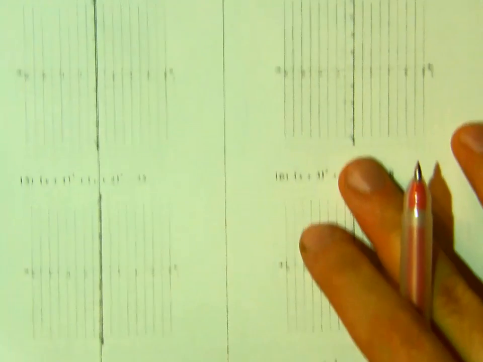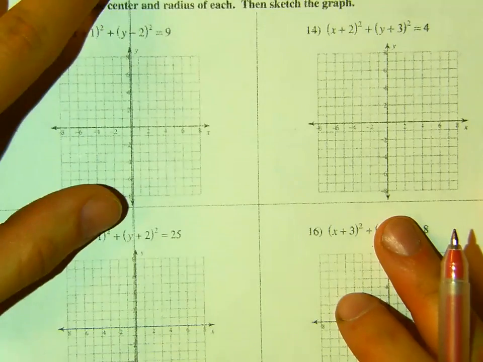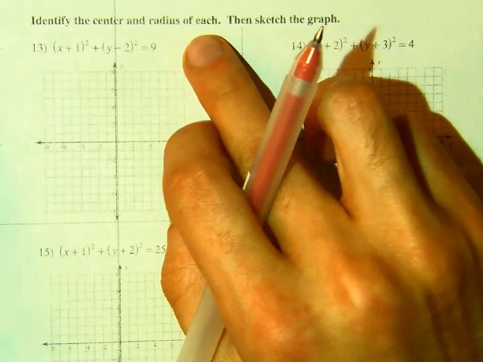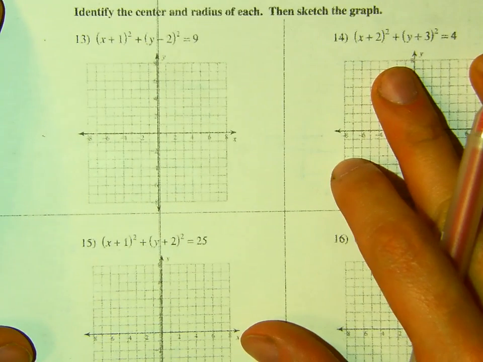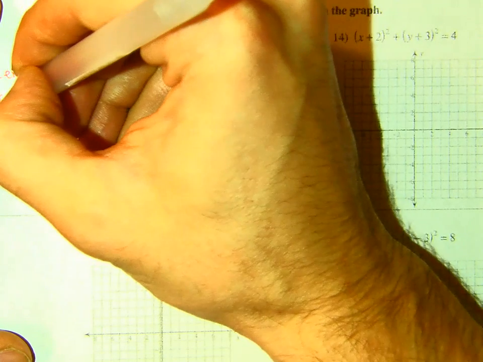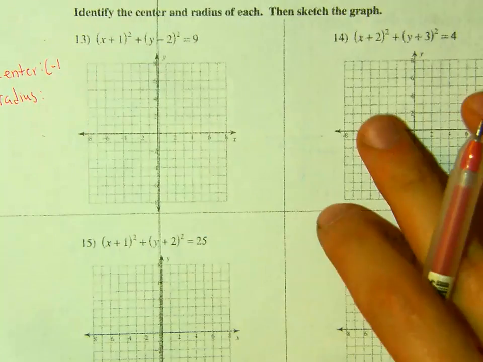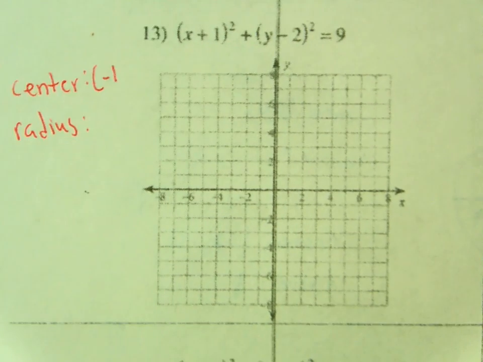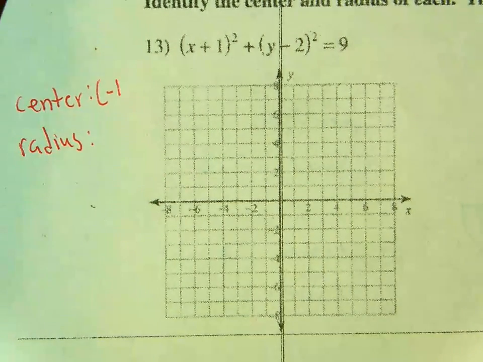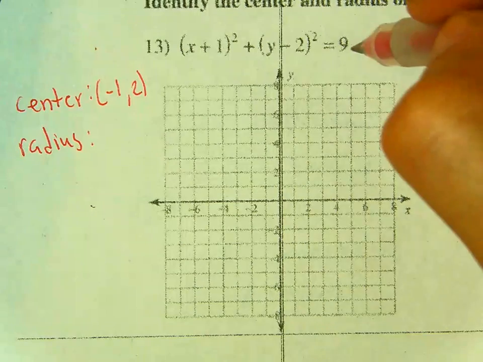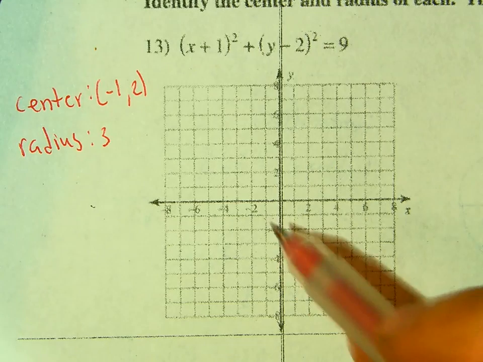Okay. Let's look at the next part over here. Here, this part's pretty fun. Please ignore this line over here that's on your paper. But here, you just have to identify the center and radius, and sketch the graph. Let's try this one by yourself. What's the center? What's the radius? Okay, much better. So your center is -1, 2, and what's your radius? 3.